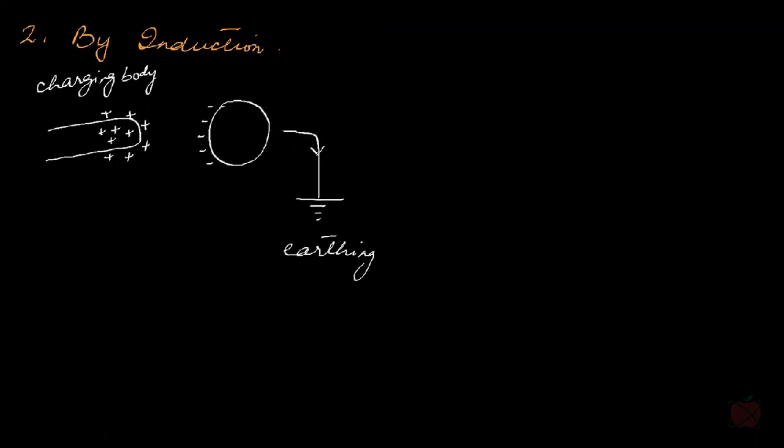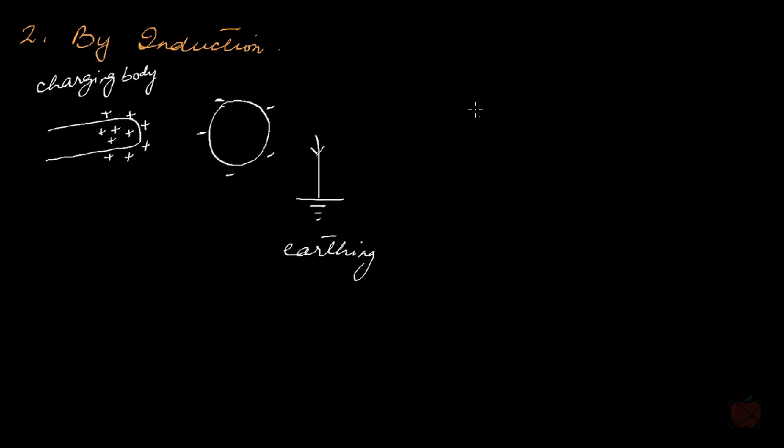So if you disconnect this wire, what will happen to the negative charge? Now they will go and redistribute themselves on the surface. So I'll have this 3, 4, 5, like that. Understand? So this is how you make a body negatively charged.